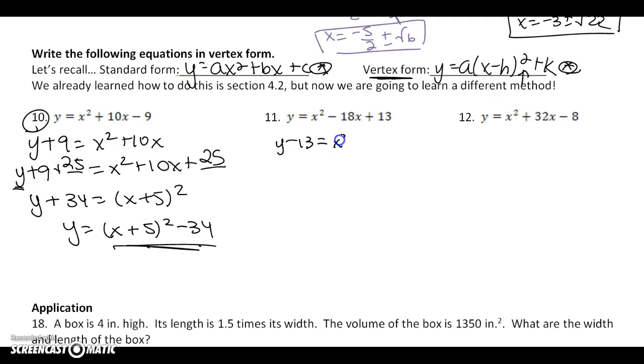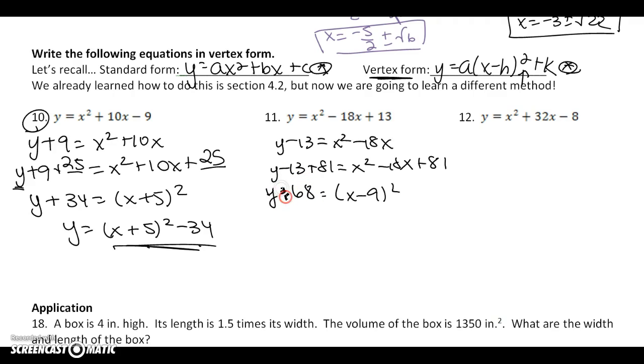So subtract 13 from both sides, and then complete the square. So we get y minus 13. We take 18 divided by 2, which is 9, and square it. So we add 81 to both sides. So the right-hand side factors to x minus 9 squared, and the left-hand side becomes 81 minus 13, which is 68, hopefully. 68 plus 13, yeah. And then last but not least, get y by itself. So x minus 9 squared minus 68. Hopefully my math was okay there because I didn't have my calculator handy. All right, try out the last one on your own.